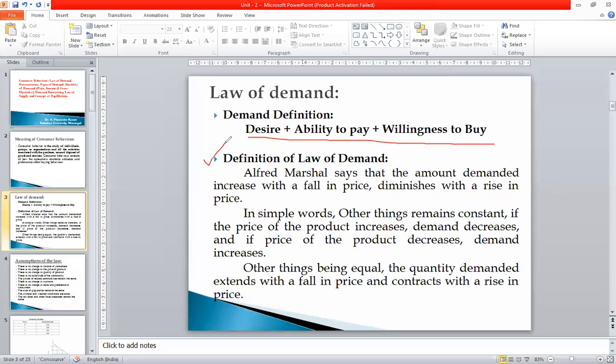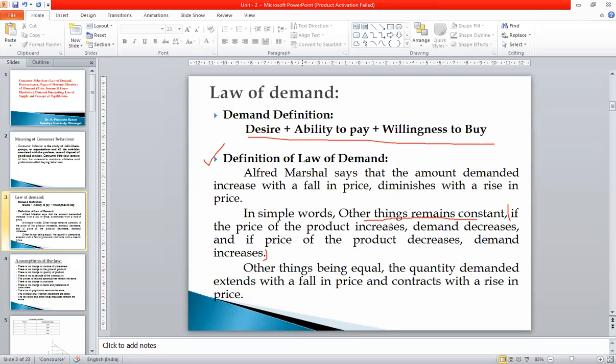The definition I can suggest is Alfred Marshall's: the amount demanded, the quantity of goods demanded, will increase with a fall in the price. It means, in simple words, other things remain constant. What are other things? I'll give you the note. Just identify these things first.